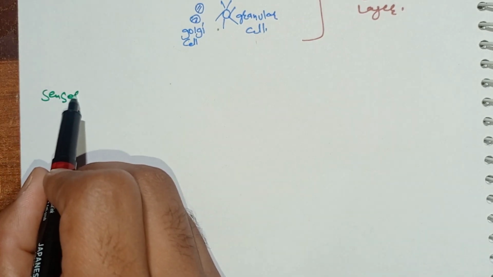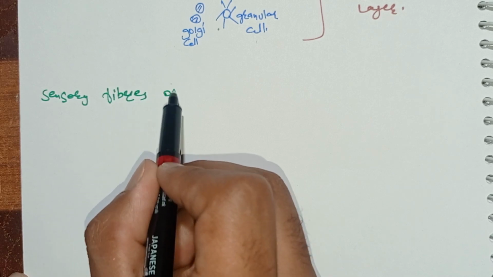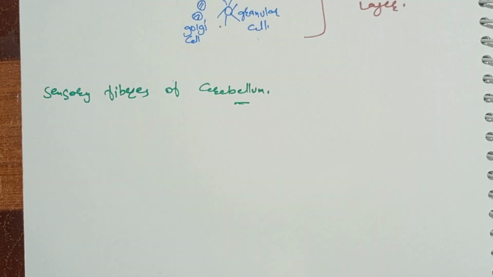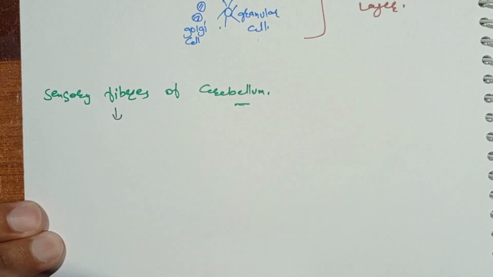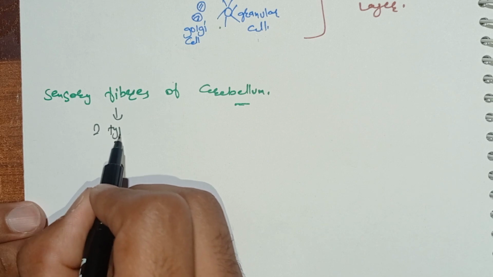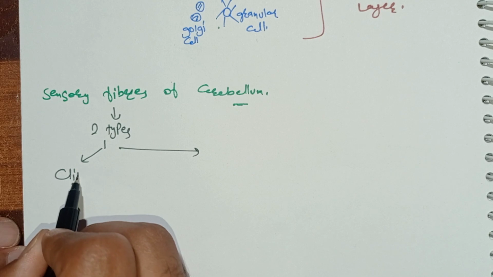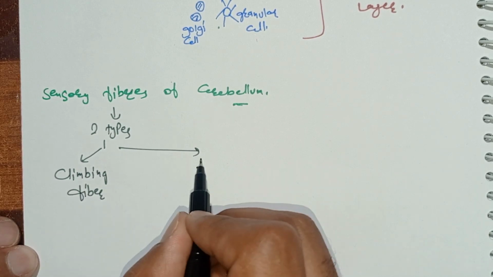So we have the sensory fibers of the cerebellum. The cerebellum receives two types of fibers. So these sensory fibers, which are received by the cerebellum, are of two types. They can be climbing fiber, or they can be mossy fiber.